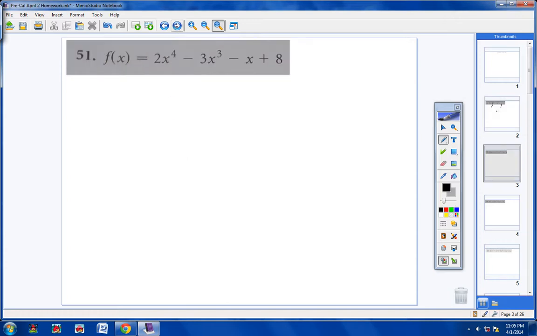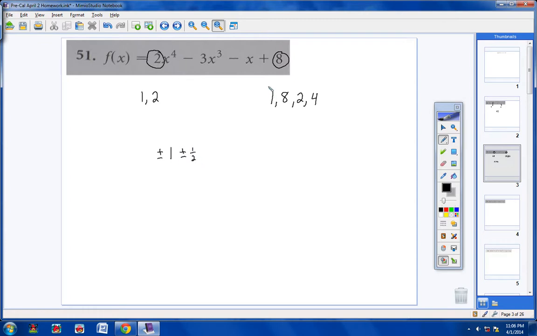Okay, number 51. Notice the function is already written in standard form. We're going to list out all the factors of my lead coefficient, which is 2. The factors of 2 would be 1 times 2, and that's it. Now we list out all the factors of 8. Well, 1 times 8 and 2 times 4. Now we take each number over here and we put each number on top of each number over here. And don't forget to put plus minus in front of each one. So 1 over 1 is 1, so plus minus 1. 1 over 2 is 1/2, so positive negative 1/2.